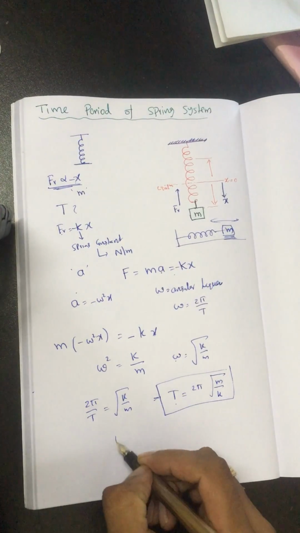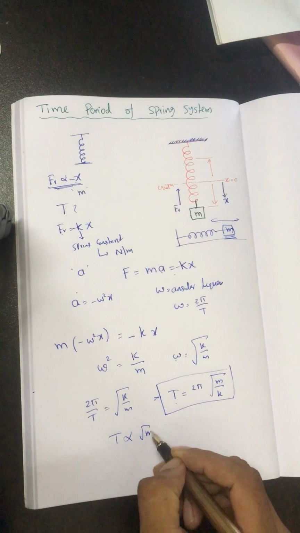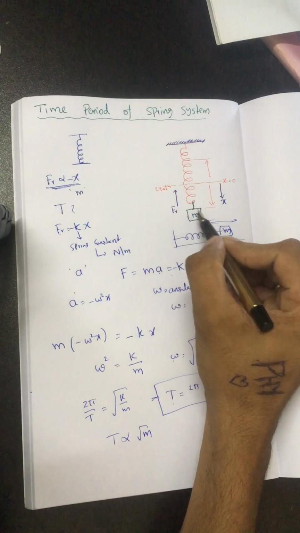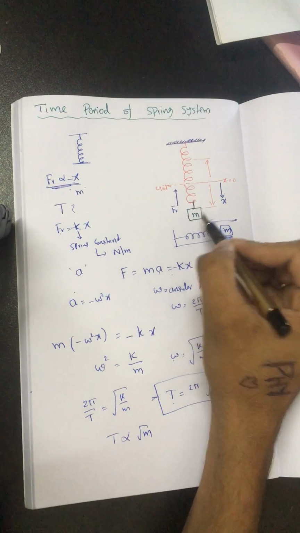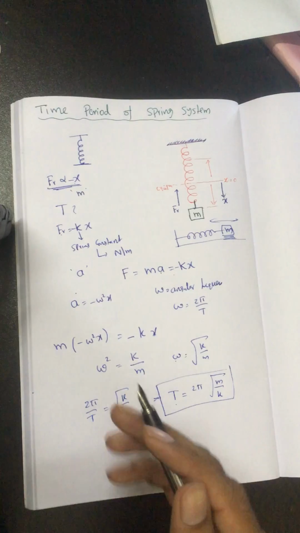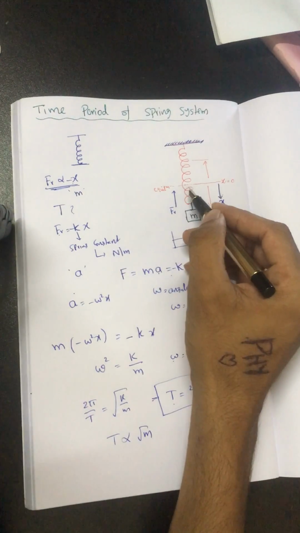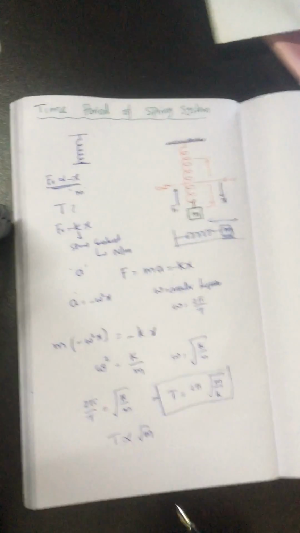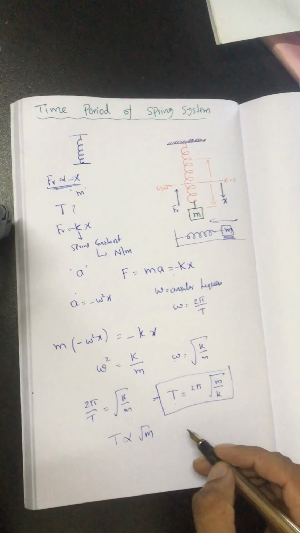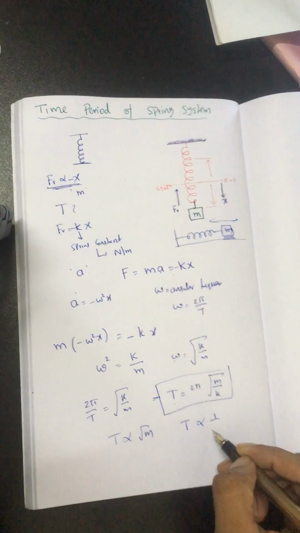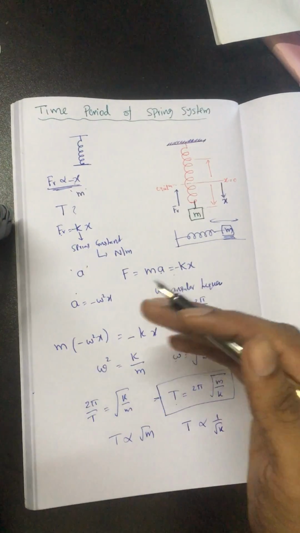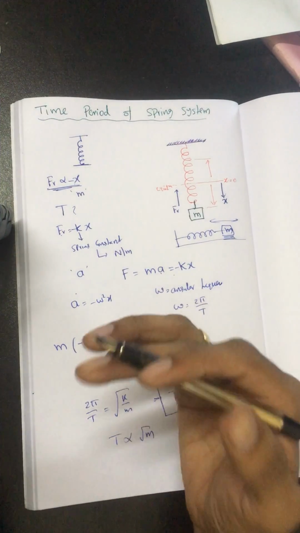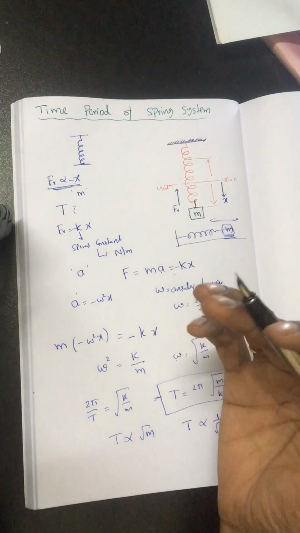The equation tells that T is directly proportional to square root of m. That means if you suspend more and more massive objects, the time period is more. That means it takes more time to reach the mean position. The more mass you suspend, the more time it takes. Also it tells that T is inversely proportional to square root of k. So k means the spring constant. I told you already, it measures how stiff or how soft the spring is.